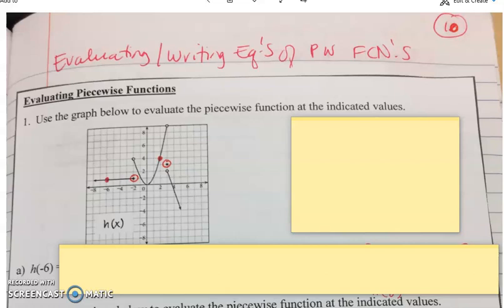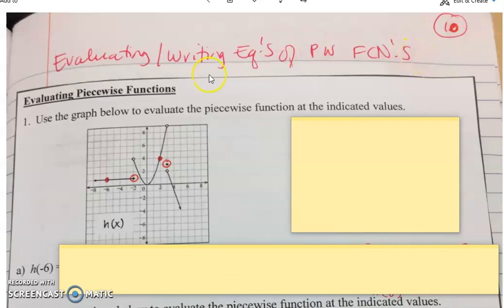Okay, for page 10, we're going to be evaluating and writing equations of piecewise functions. This is going to be the second sheet I gave you today, so go ahead and cut it out along the edges. Pause the video now if you need to. And then paste it into your notebook. There's nothing else that we're going to write on this page except for this sheet, so it's going to take up the whole piece of paper, and that's fine.